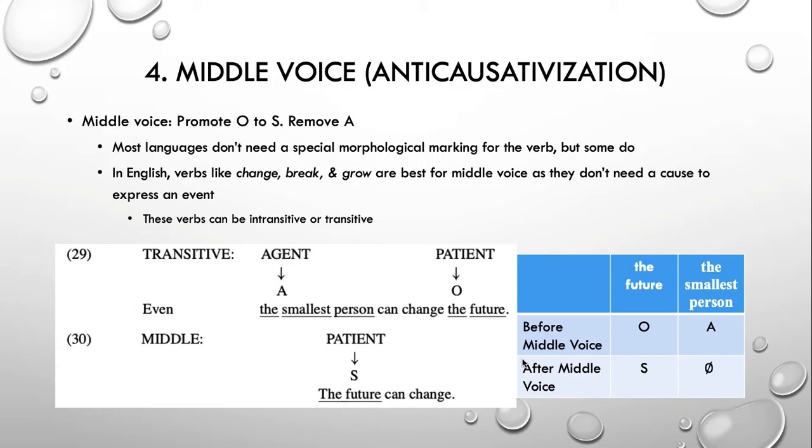And lastly, there is middle voice, which is a promotion of an object to an intransitive subject. This is also the removal of the transitive subject. Most languages don't need a special morphological marking for the verb, but some do. In English, verbs like change, break, and grow are best for this as they can be either intransitive or transitive verbs. In the example below, you can see that the object, the future, becomes the intransitive subject in the middle voice sentence, which also causes the transitive subject, the smallest person, to be removed.